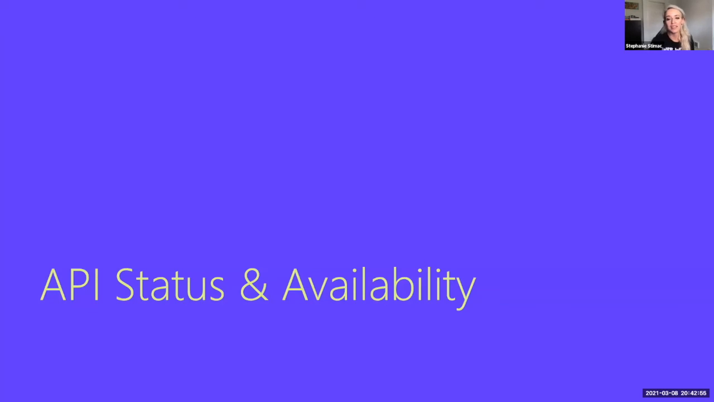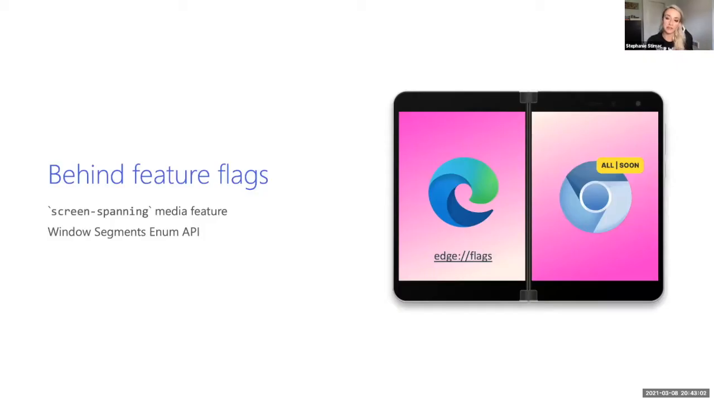So let's talk about how you can use these APIs today. So both of these, the JavaScript and the CSS API, are available in Edge on Android behind a feature flag, and soon they'll be available in Chrome and other Chromium-based browsers. So you would go to Edge :flags to access the feature flags.